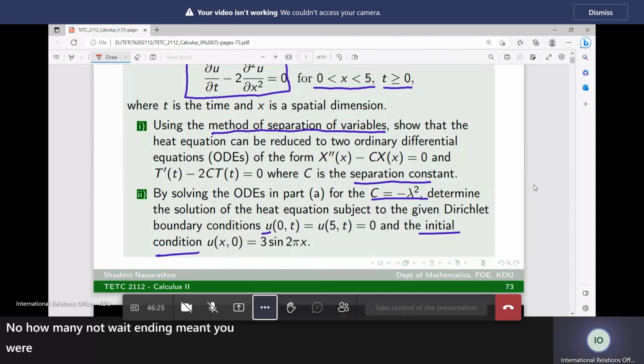Let me finish the ending. So you will most probably have 4 questions. If there are 4 questions, each question is prepared from each chapter.